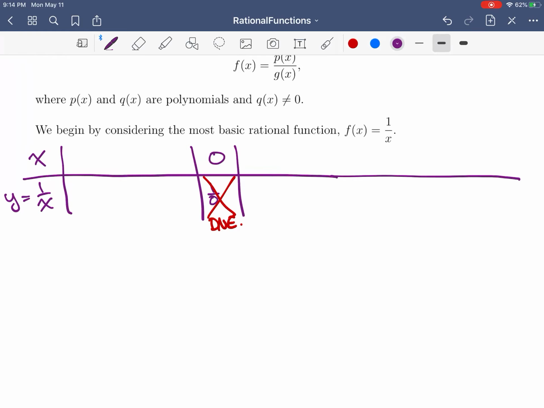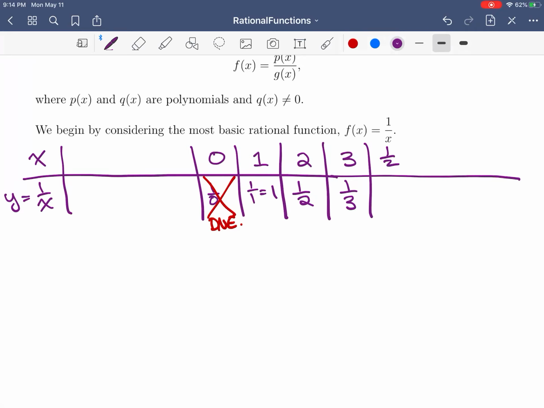So maybe let's try 1. When x is 1, f of x is 1 over 1, which is 1. Okay, so I have a point at 1, 1. What about when x is 2? Then my y value is 1/2. When x is 3, my y value is 1/3. So as x gets bigger, it seems like these y values are getting smaller and closer to 0.